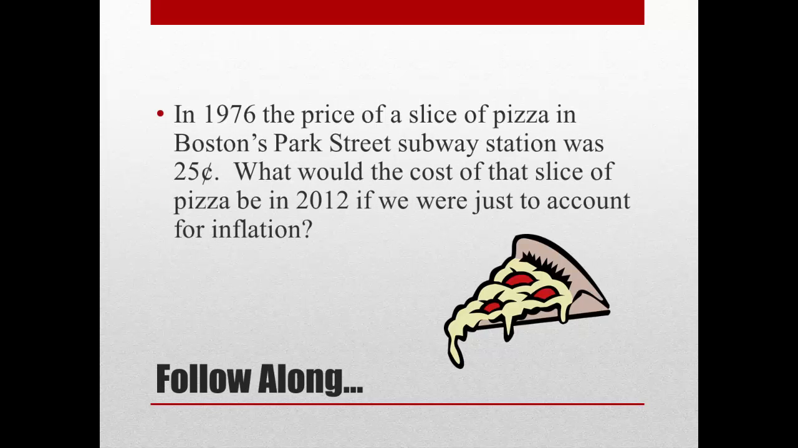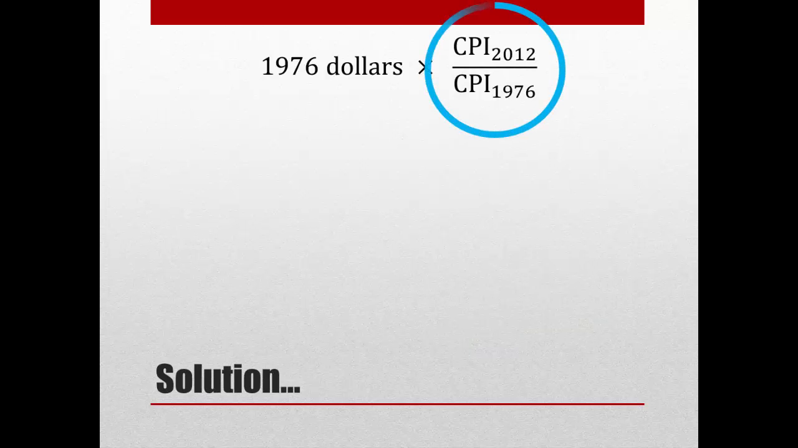In 1976, the price of a slice of pizza in Boston's Park Street subway station was 25 cents. What would the cost of that slice of pizza be in 2012 if we were to just account for inflation? The ratio of the CPIs from one year to the next will tell us how much more or less expensive items were in the new year.